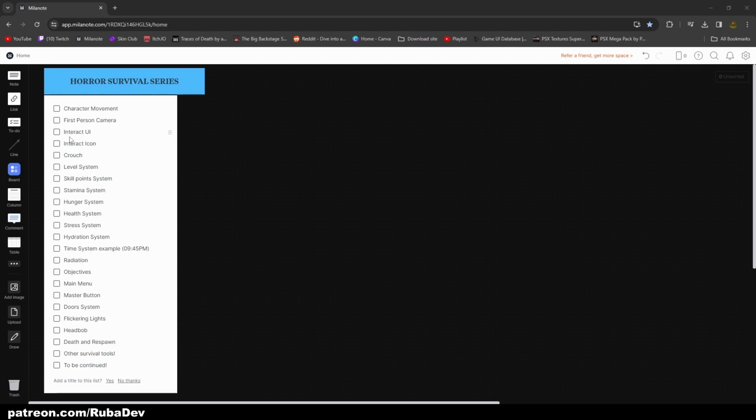So everything about interaction. We're gonna add an interact icon. We're gonna add a crouch system. We're gonna make a leveling system that's going to be quite expanded, with some skill points and, for example, upgrading your stamina, etc. Then we're gonna have our stamina system, hunger system, health system, and stress system.